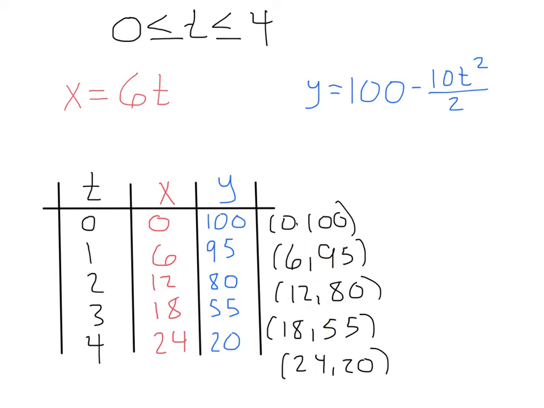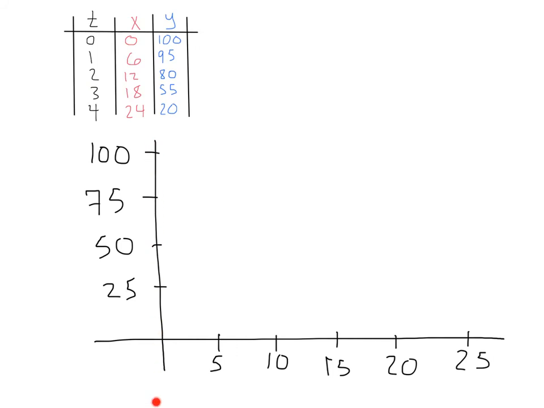Okay, so I went ahead and drew a graph here, and you're going to have to pay close attention on the spacing that you decide to use, because you definitely want to make sure you accommodate your different values for x and y. So I'm going to go ahead and plot these points (0, 100), (6, 95), (12, 80), (18, 55), and (24, 20) on this graph. There we go. Now let's go ahead and connect our points to give us the curve of our graph.